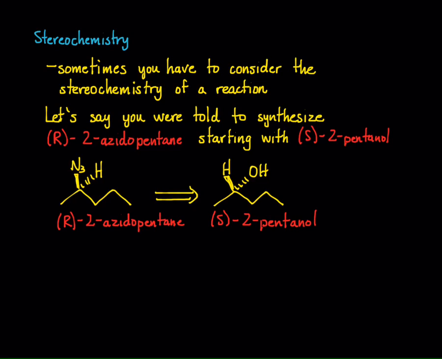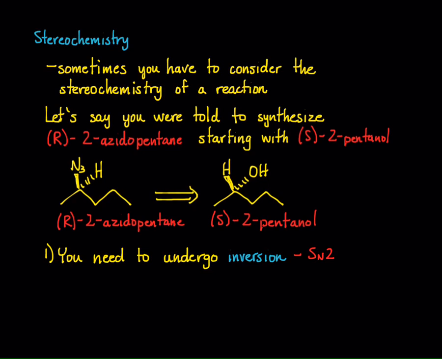Now, I have to take a look. The first thing I have to do is look at my product and at my reactant, what I want to start with, and see what the difference is between the two. The first thing I notice is that I need to undergo an inversion of configuration, right? The azide has to come in from the opposite side of the OH. And what mechanism undergoes inversion? That's right, SN2. So I have to promote conditions that favor SN2.